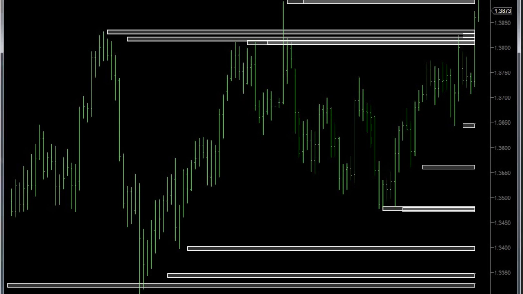Here's another look at another chart. This is the Euro USD currency pair, Forex. And we see a lot of resistance at the top, and once we've broken through that resistance and closed above it, those lines disappear. So it's useful in that respect.